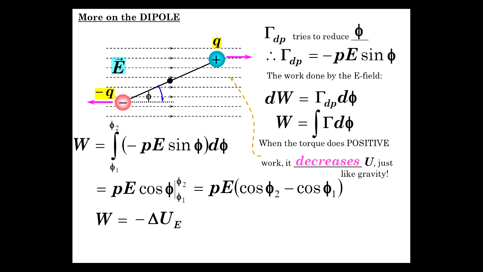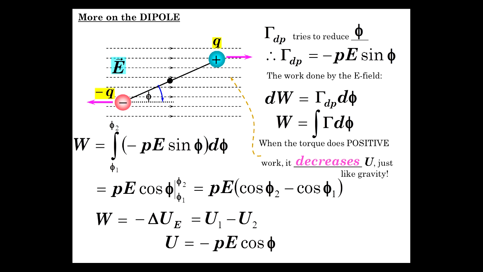Now work is negative change in potential energy. It's electric potential energy in this case. So that's U1 minus U2. So U is minus pE cosine of phi, because you see in the work done that we have the two terms, pE cosine of phi 2 and cosine of phi 1. So those are just the potential energies at the given positions, phi 2 and phi 1.